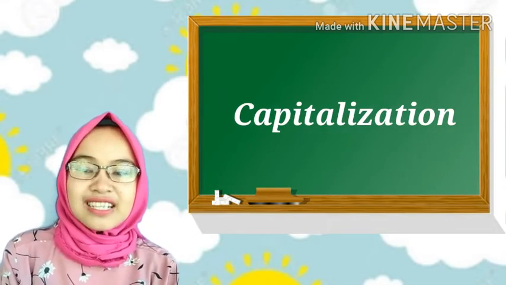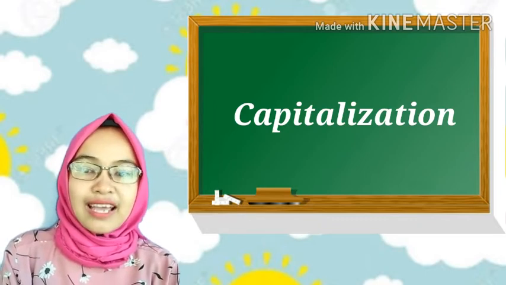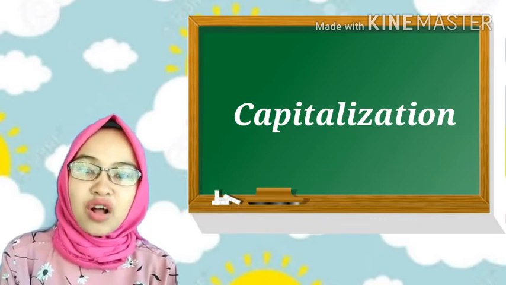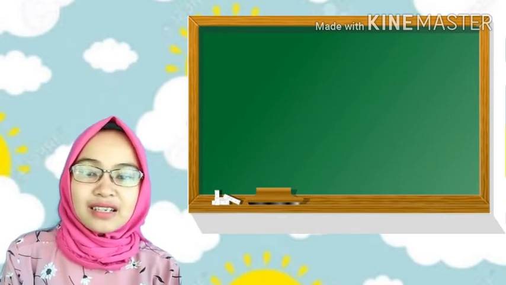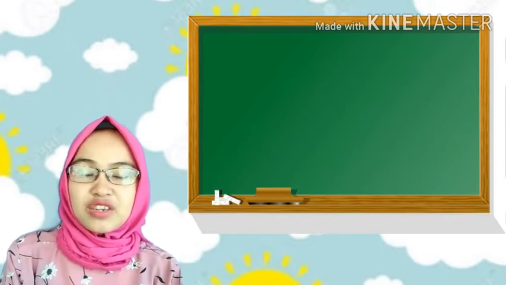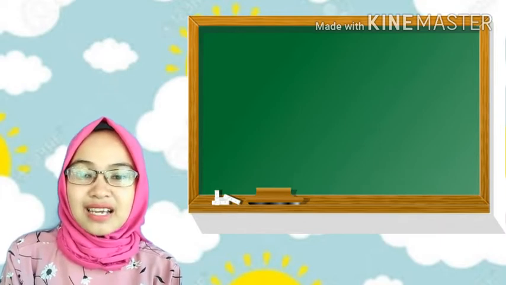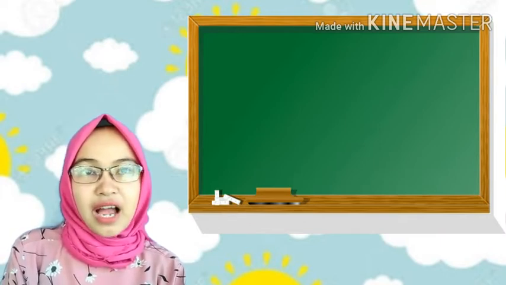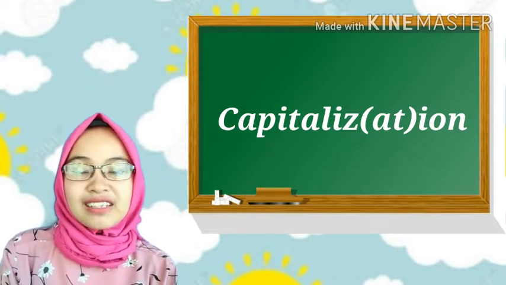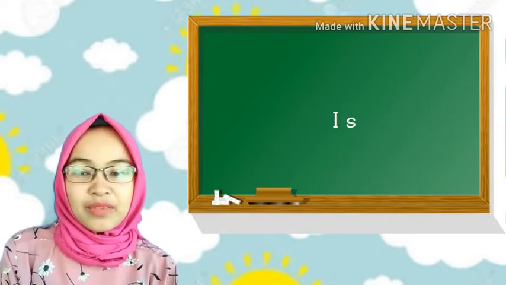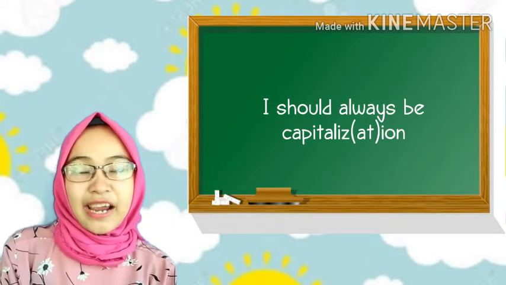In this sentence, the first word is a sentence word, so it should be capitalized. Capitalism. Don't say it the wrong way. Repeat after me. Capitalism. Capitalism.